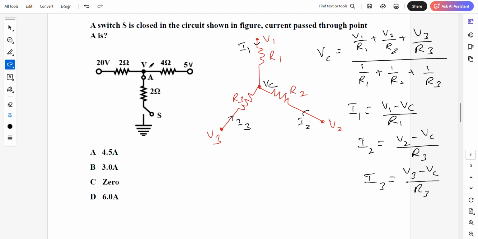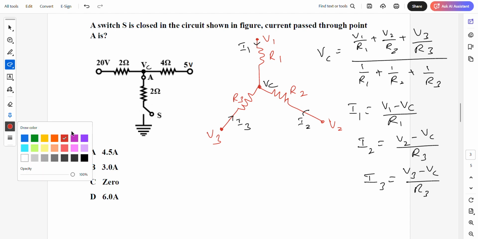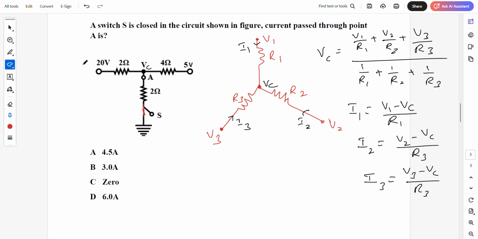In the same way here, call this VC. Here it is shorted. Now I will call this V1, with resistance R1. What is V2? V2 is 0 here, it is grounded, and this is R2. This is V3, with resistance R3.